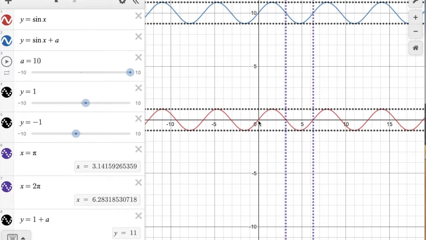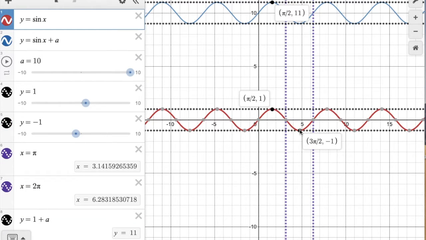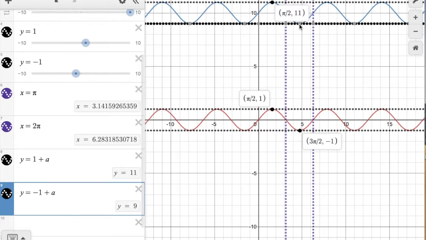So if you have a = 10, when it is 0, you have to plus 10 because of plus a, so you go to 10, right? At this point, when it is pi over 2, you get 1. When you have sin x + 10, then at pi over 2 it stops at 11. Likewise, at this point, where the y coordinate is -1, you have to plus 10, and it ends up at 9. So that's why these guiding lines are important.